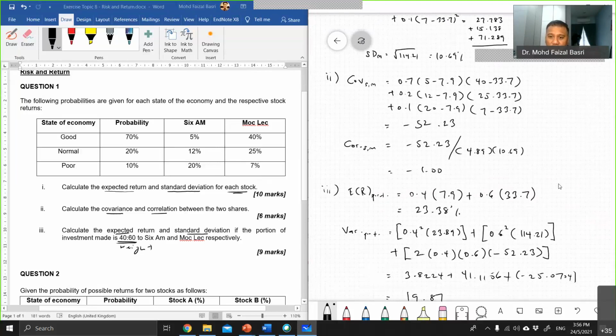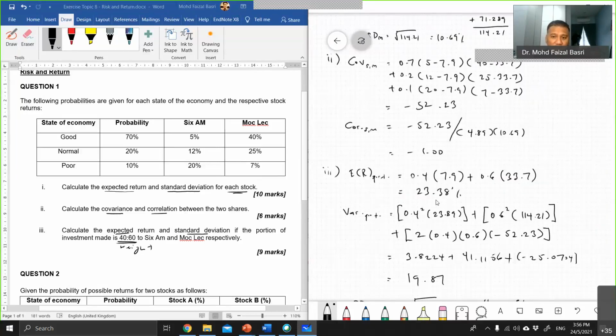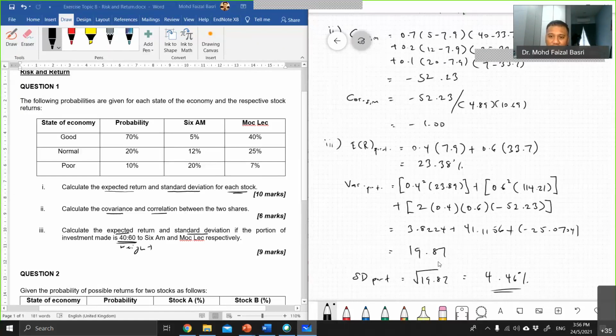Okay, ER portfolio, 23.38%. The variance of portfolio is 19.87. And lastly, the standard deviation of portfolio, just square root of 19.87. I have 4.46%. Okay, just one more thing.